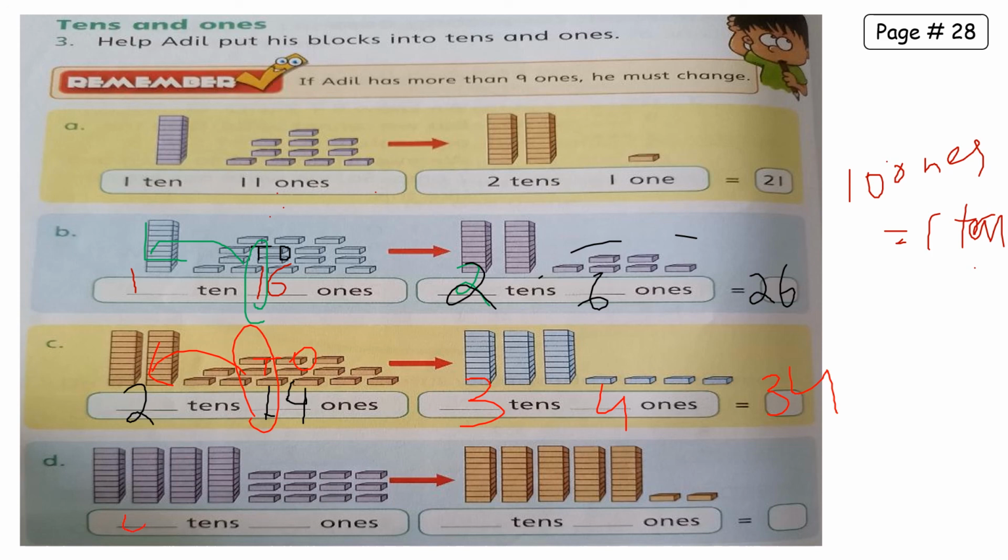Okay, now here are 4 tens and let's count how many ones these are. It's 12 ones. So again we have 2 ones and 1 ten, so this one will shift here, it will become 5 tens and we will be left with 2 ones. It has become 52. So you have to solve this page in your book. It's on page number 28, and I hope everything is clear now.